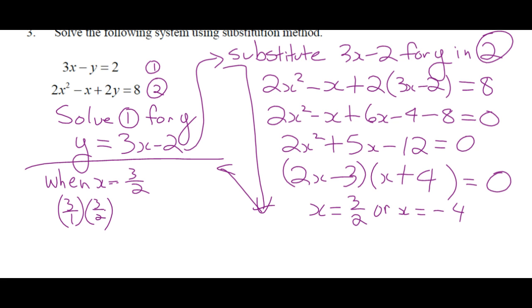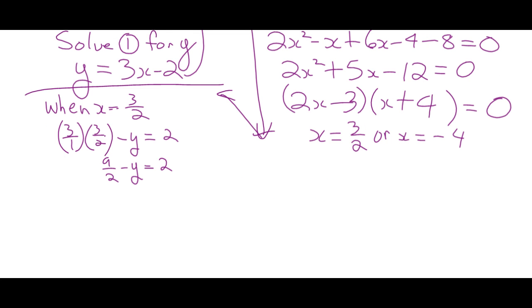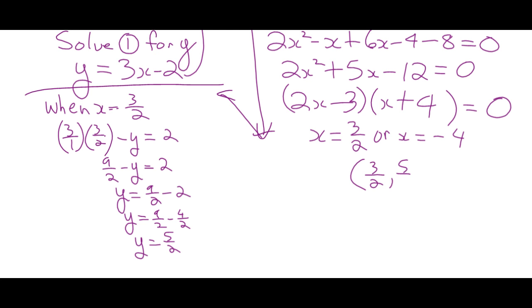So that's 3x minus y is equal to 2. So we've got 9 halves minus y is equal to 2. So I can go y is equal to 9 halves minus 2, which is 9 halves minus 4 halves, which is 5 halves, giving me a solution of 3 halves, 5 halves. And there should be another solution, right? X equals -4.